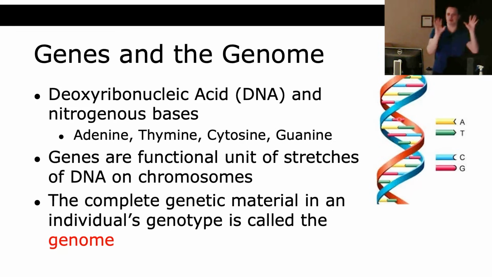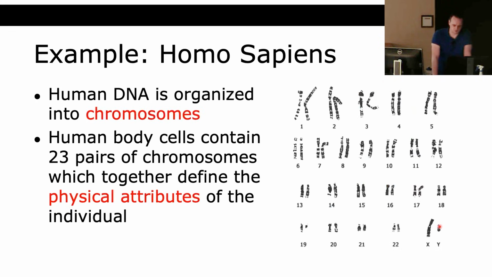We can't always do that for every trait. We're still looking for a lot of them, but some things we can. And so the complete genetic material of an individual's genotype is called the genome. So I'm sure you've all heard of the Human Genome Project, which talked about mapping out the entire human genome. That was like decades ago now, but that's what this was doing.